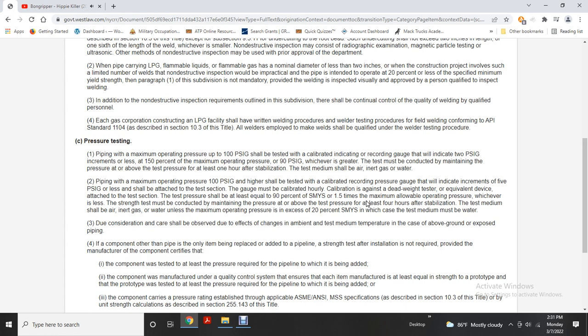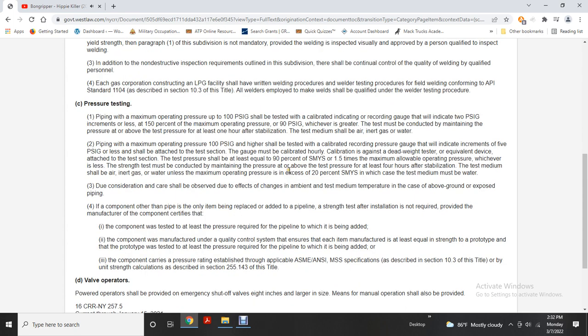Pressure test. Piping with a maximum operating pressure over 100 psi gauge shall be tested with a calibrated indicator and a record gauge, which shall indicate in increments of less than 100% of the maximum operating pressure or 90 psi gauge, whichever is the greater. The test must be conducted and maintained at a pressure above the test pressure for at least 1 hour after stabilization. Test methods shall be air, inert gas, and water piping.